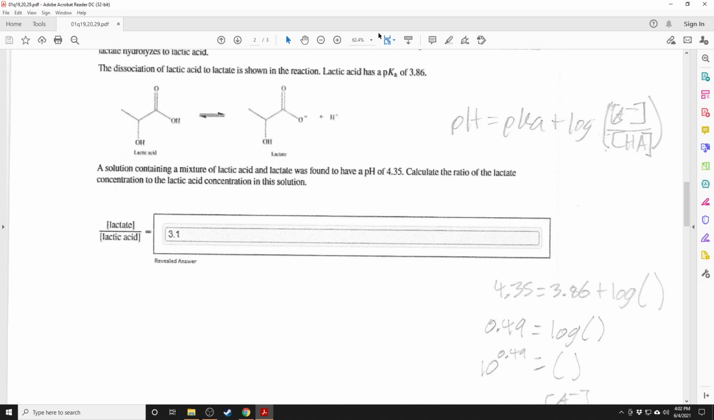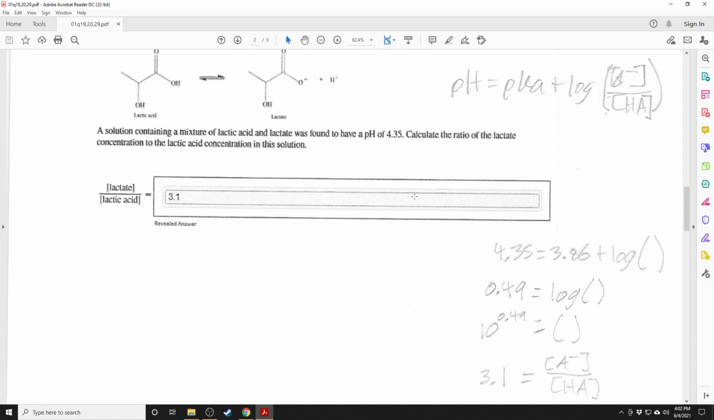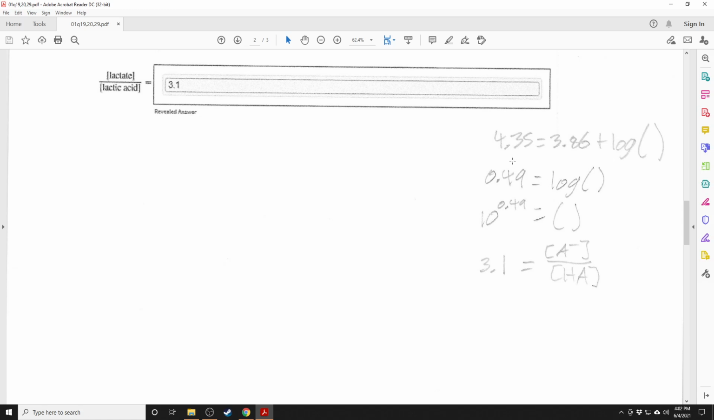Okay, so I look at my pKa right there, I plug that in to my Henderson-Hasselbalch. I look at my pH right there, I plug that in. Again, I just set this up. I'm looking for this A minus over HA again. So I go ahead and solve it, subtract that over, take 10 to the power of that, and that gives me 3.1, which is my A minus versus my HA.